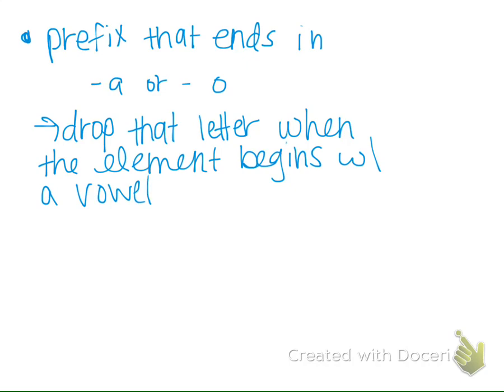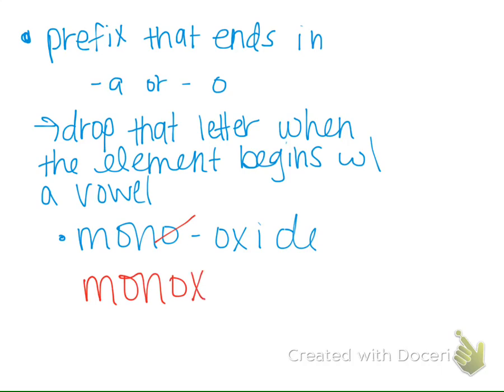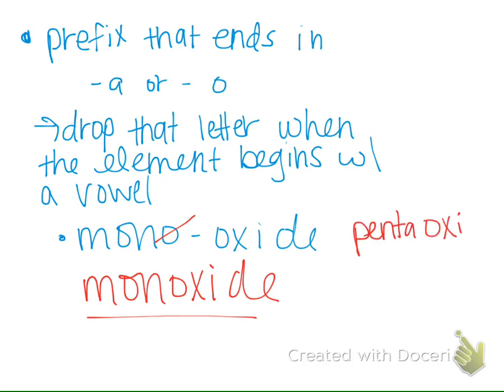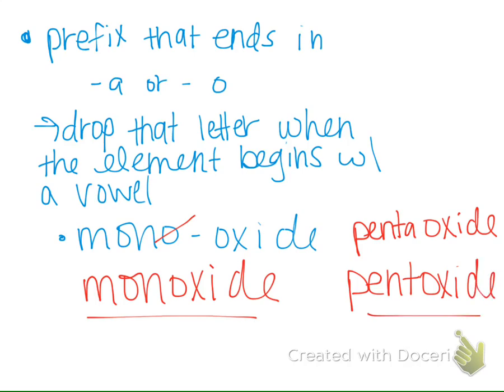Okay, so the rule here is pretty much saying that instead of writing mono-oxide, we would drop the O off mono, and it says monoxide. It makes more sense when you just see it like this than following the rule. The same goes for penta. So instead of writing penta-oxide, it just becomes what? Pentoxide. Very good. So we just drop that final letter of the prefix to combine.